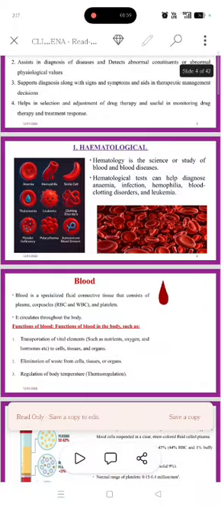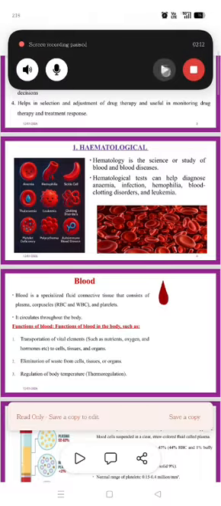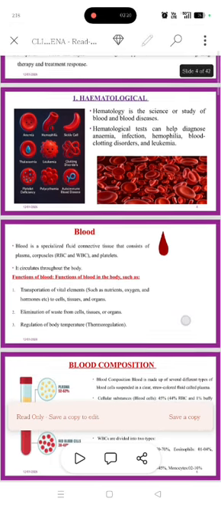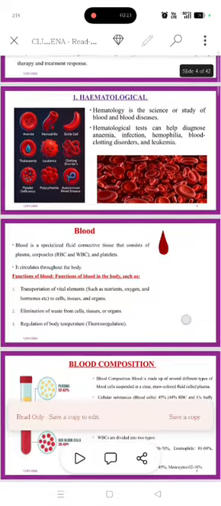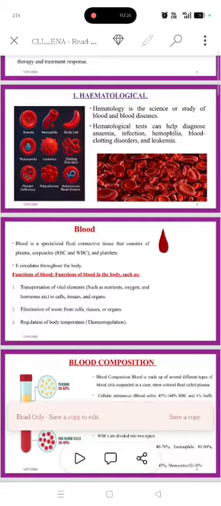Functions of blood. Functions of blood in the body are transportation of vital elements such as nutrients, oxygen and hormones to cells, tissues and organs. Elimination of waste from cells, tissues and organs. Regulation of body temperature, thermoregulation.